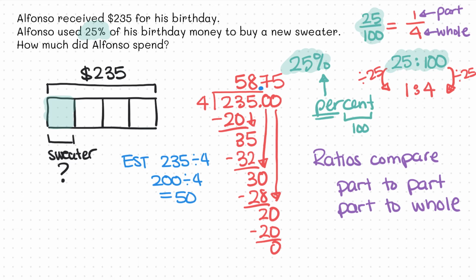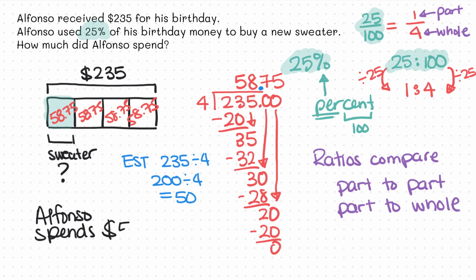So we just figured out that inside each of these boxes is $58.75, $58.75, and we can keep going. And now, remember in our picture, we just have the one piece that's highlighted. So this is what we need to know. That's how much the sweater is. So we can answer our final question with Alfonso spends $58.75 on the sweater.